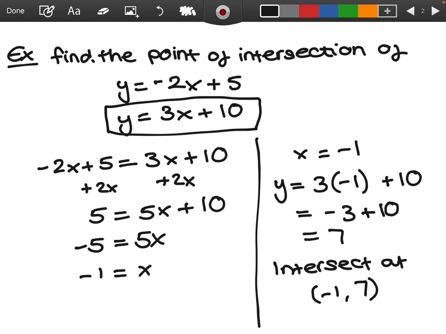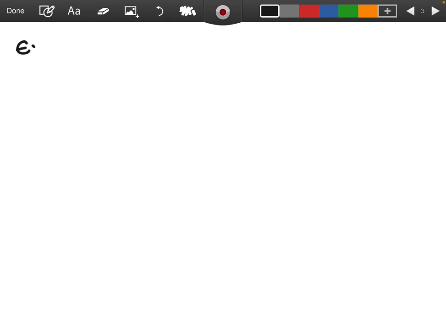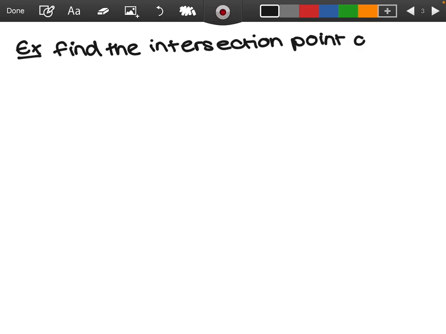Where it gets slightly more difficult is when the lines are not in slope-intercept form. So I'm actually going to do an example when they are in a general form. So we're going to find the intersection point of x plus 4y is equal to 10 and 3x plus 5y is equal to 9.